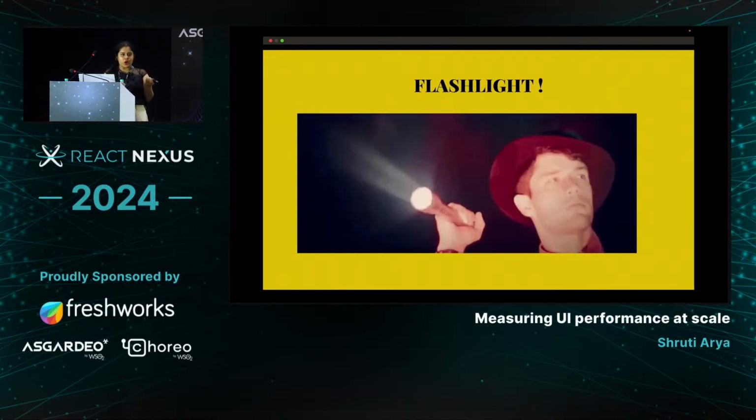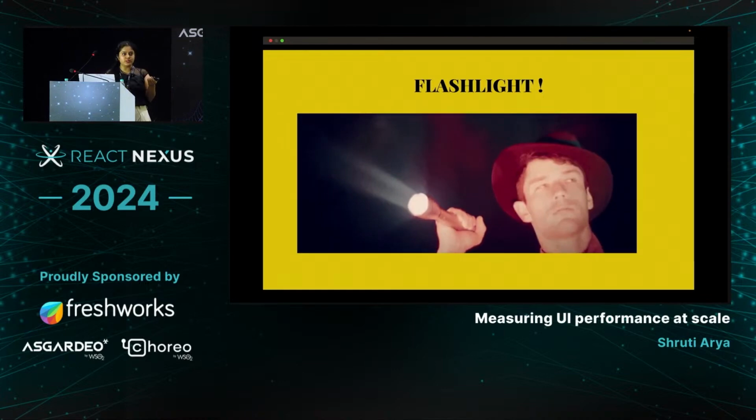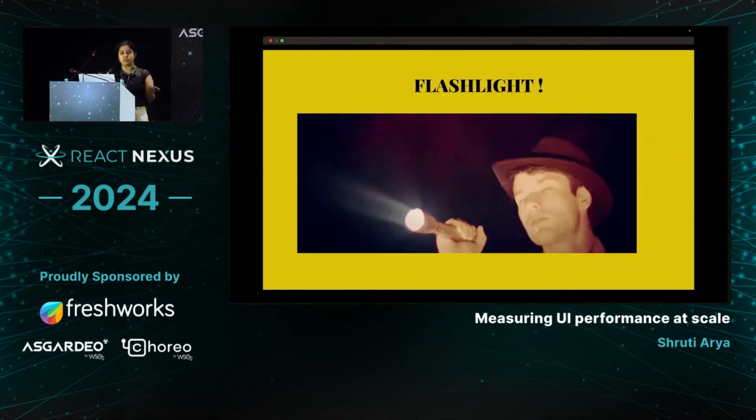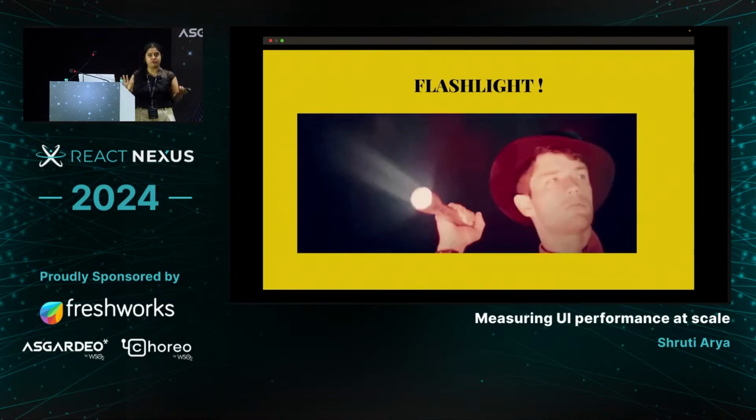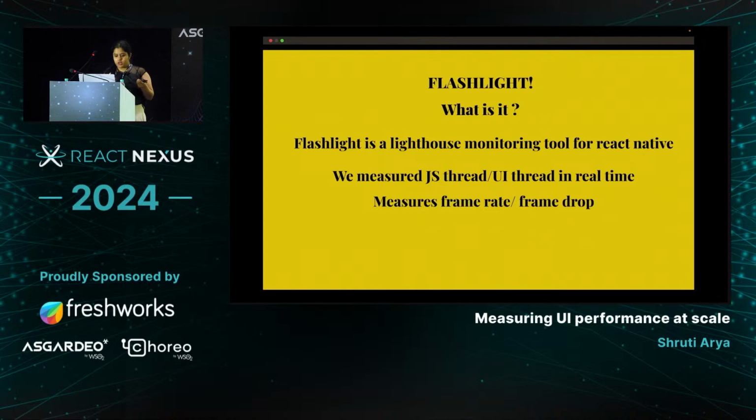So I'll tell you what is Flashlight, how you can use it, and if you're working on React Native performance, you should definitely use it. It's a very, very powerful tool. So Flashlight is basically a lighthouse monitoring tool for React Native, and we used it for measuring the JS thread and UI thread blockage in real time, as well as we used it for measuring the frame drop as you scroll through the page.